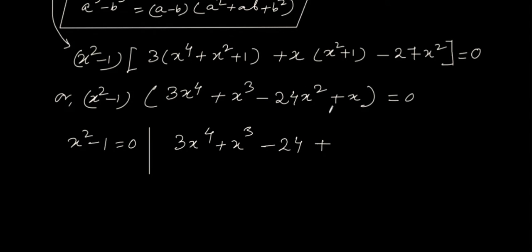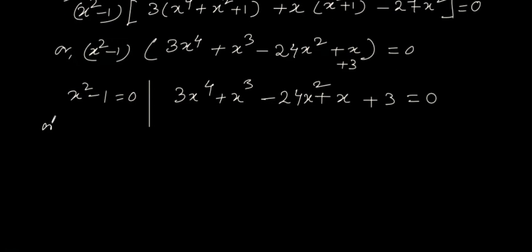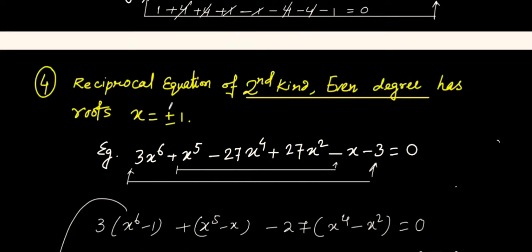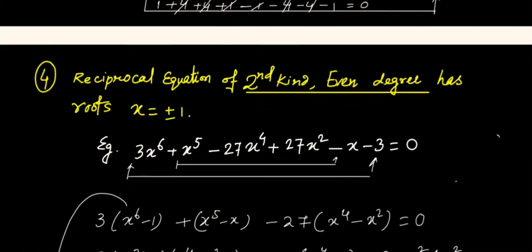Oh, another term is missing. I made a mistake here. Plus 3. So minus 24x square plus x plus 3. This equals 0. So from the first one we will get x equals plus minus 1. The property says the reciprocal equation of second kind, even degree has roots x equals plus minus 1, and that is true.